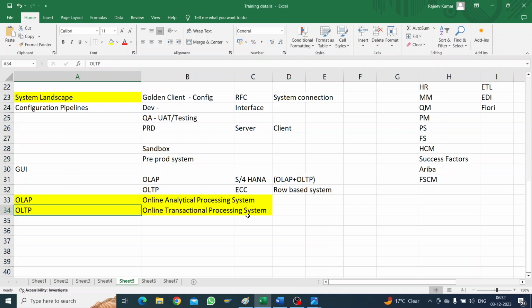But in the S4 HANA system, OLAP and OLTP are sitting together. Both functionalities are merged together in the system, and this is why it is called a better system when compared to the ECC system. Plus, remember that ECC was the OLTP system. For OLAP plus OLTP, S4 HANA is the solution given by SAP.